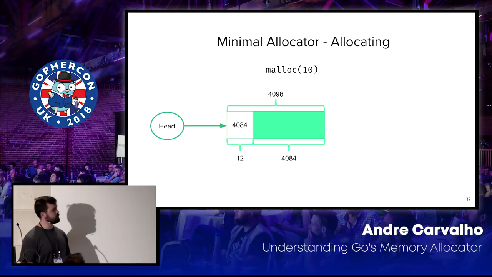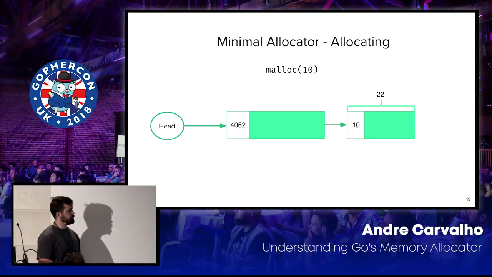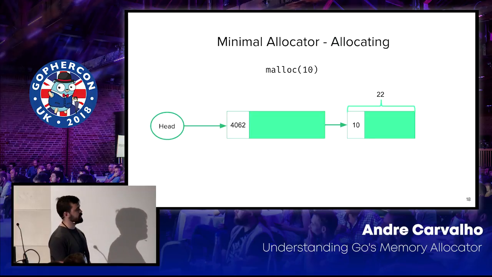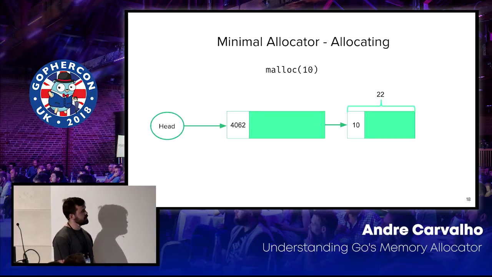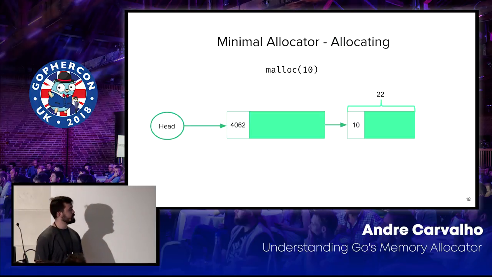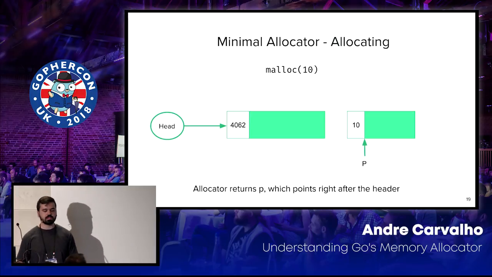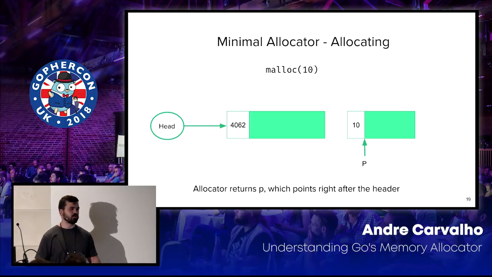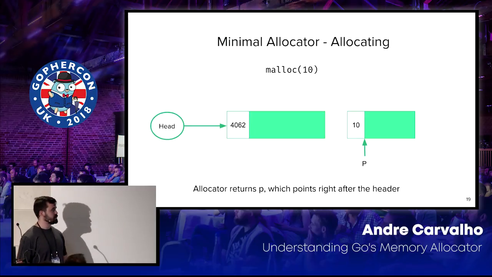So what we do is that we are going to split this object into two objects. And we make an object that's precisely the size that the user asked. So 12 bytes for the header, and then 10 bytes for the data segment that's going to hold the allocation. So we used a total of 22 bytes, and the rest stays at the start of our linked list. And then we can simply return a pointer to the start of this data segment, which is going to hold whatever the application wants to store there. And that's it.